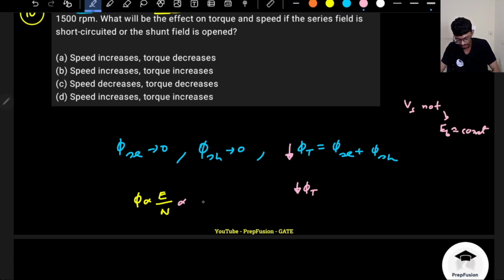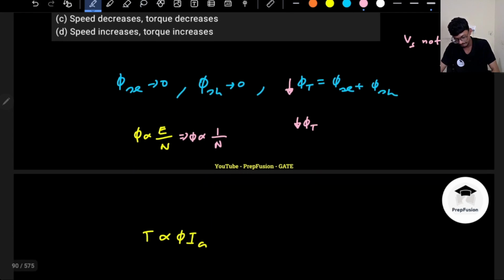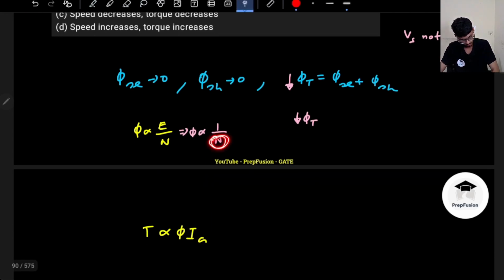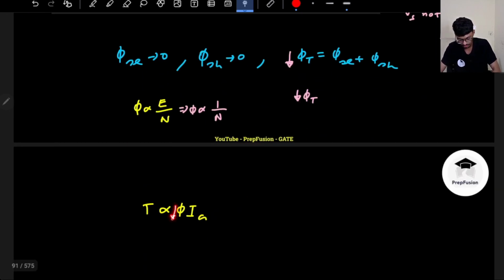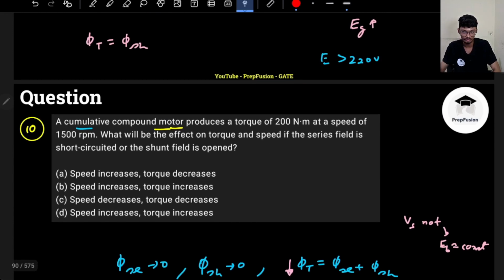So I can write that my flux is inversely proportional to speed if I assume my back EMF to be constant. Flux is reducing, so speed will increase. It follows an inverse relationship, so speed increases. What about torque? If flux reduces, torque also will reduce, assuming the load current is fixed. Because they have not discussed other components, I will assume those to be constant. So speed increases and torque decreases, so option A will be the correct answer in this case.